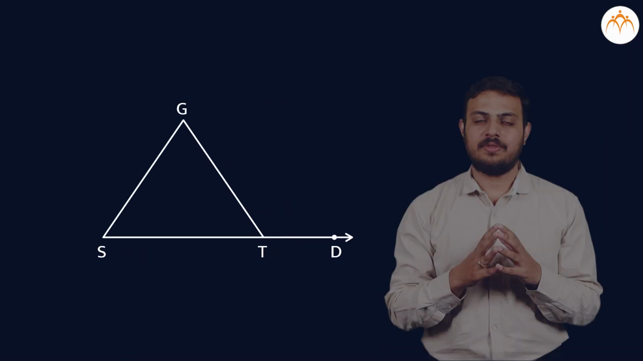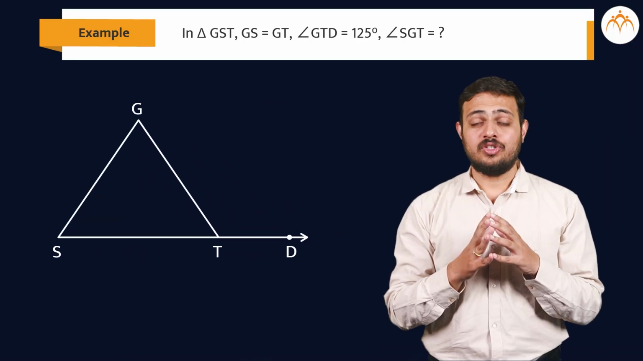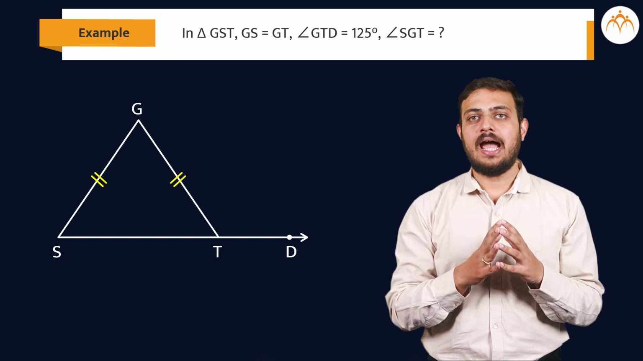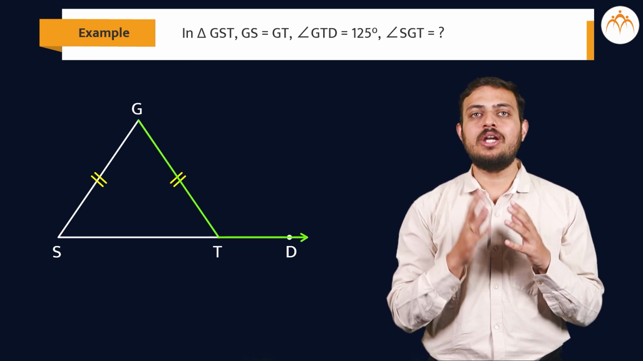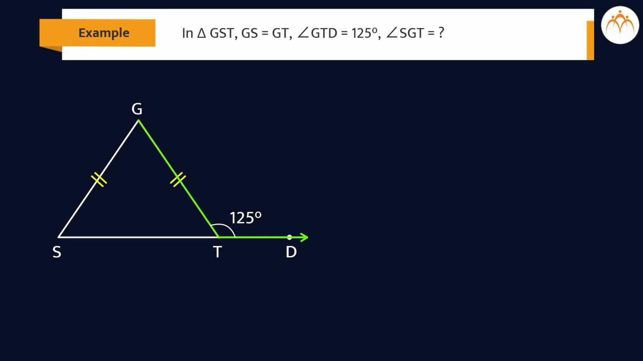Observe the following diagram. In triangle GST, GS is equal to GT. Angle GTD is equal to 125 degrees. Find out measure angle SGT. Solution. Angle GTD is an exterior angle of triangle GST. This is from the diagram.